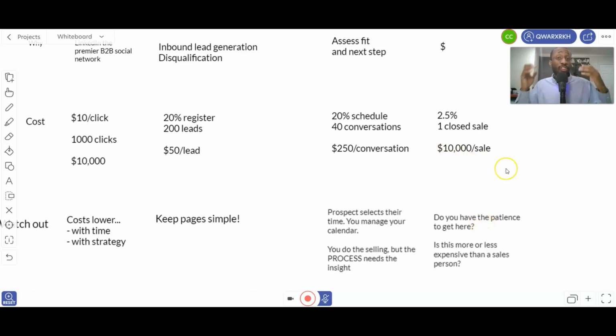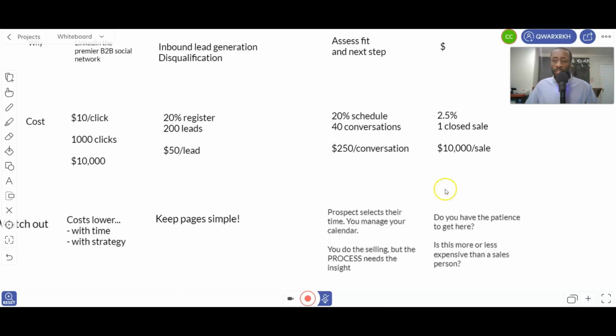So then looking at that cost per closed client, do you have the patience to get here? Because if you're advertising on LinkedIn for the very first time, if you've done advertising some other place, there's always going to be a learning curve when you begin to execute on the platform. Do you have the patience to get to this closed sale number, whatever it costs you to close a sale? Because if you don't have the patience, then don't start. Don't bother. Save your money. Use it for something else.